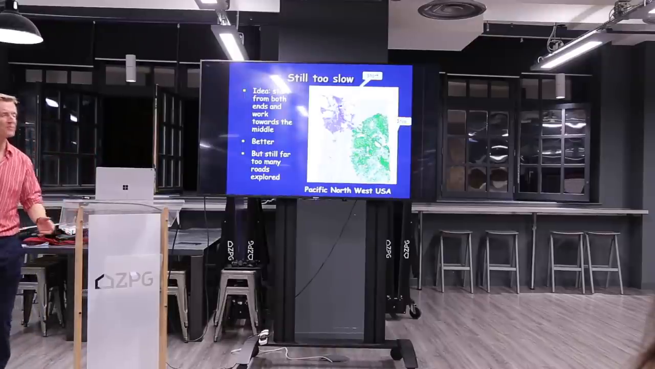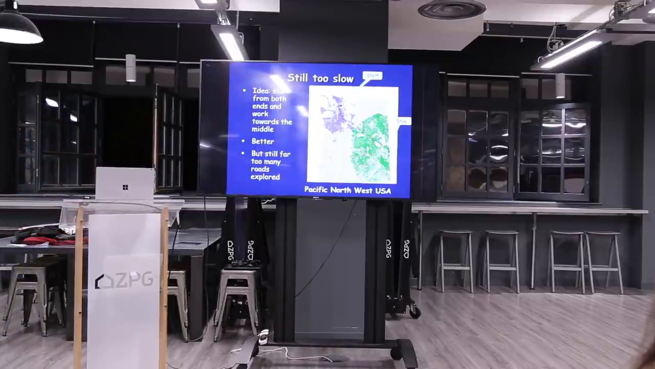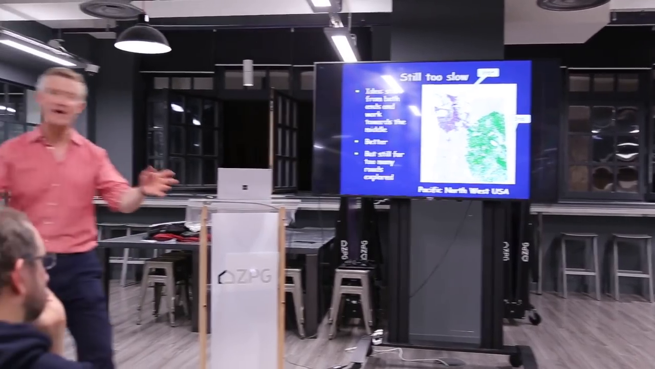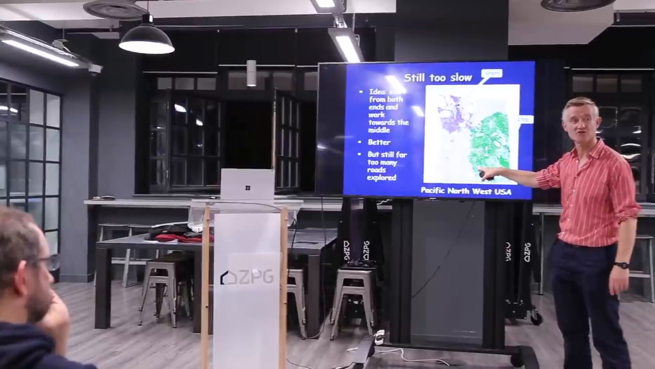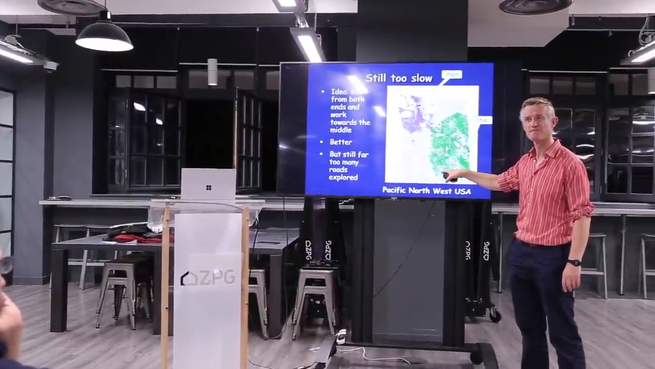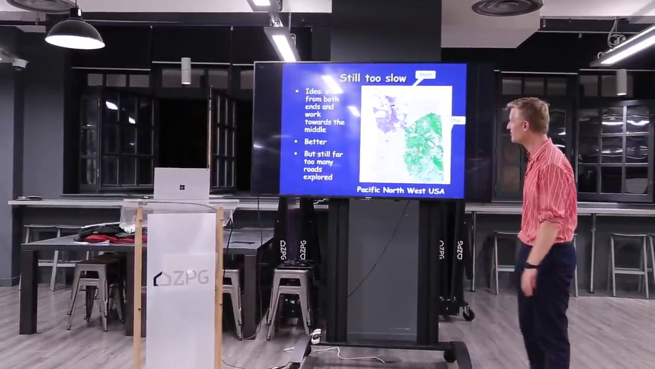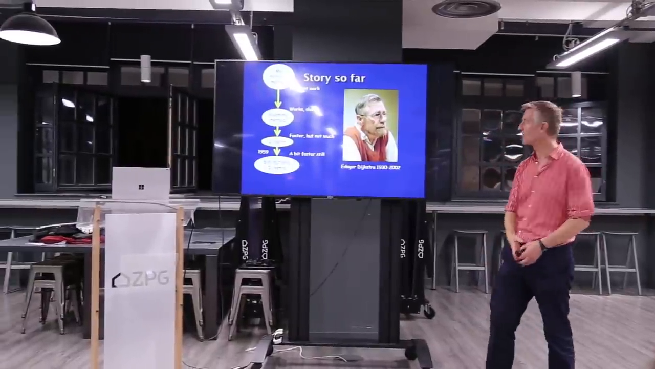But you still explore vastly more roads than any rational human being would say. If I gave you a map, I want to go from here to here, you would not get the map out through this part of the country. Right? You just wouldn't. So something is wrong. Okay. So, this is where we got to.